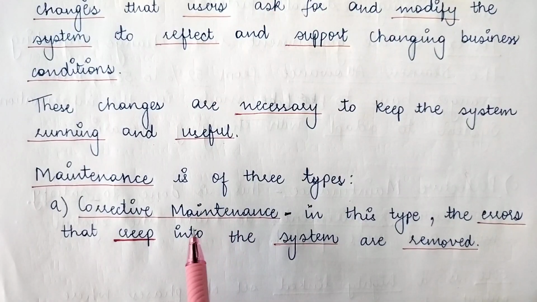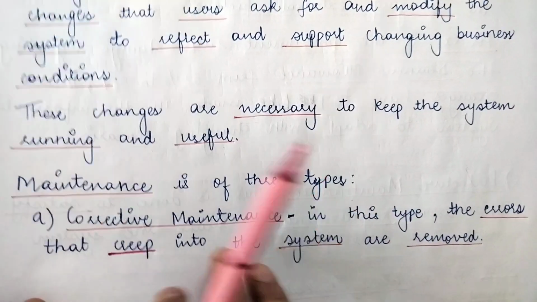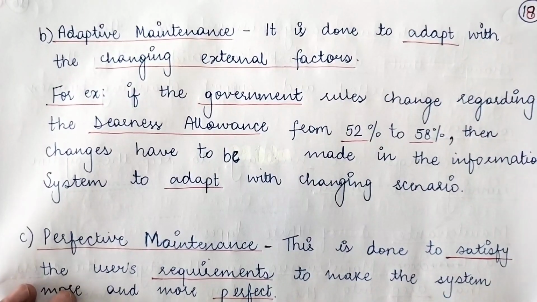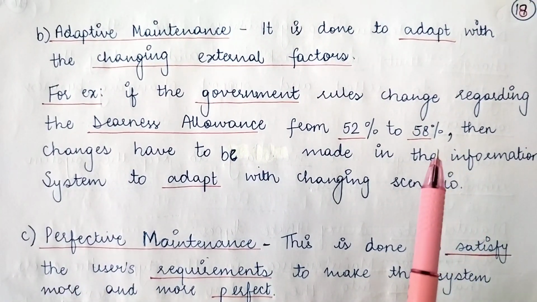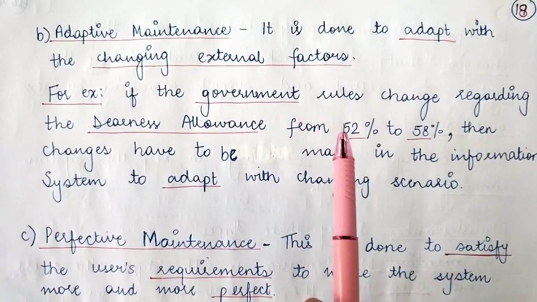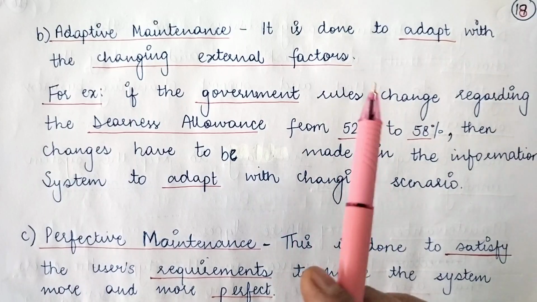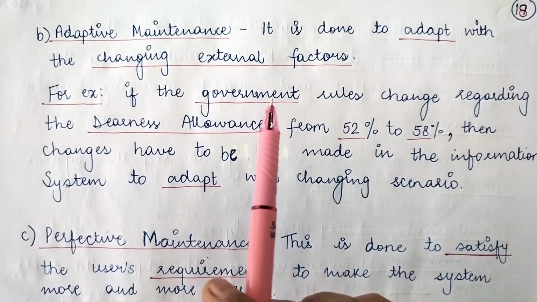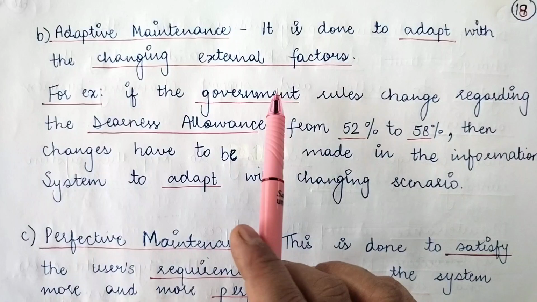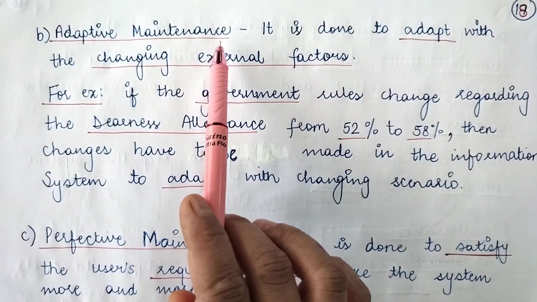Now maintenance can be of three types. The first is corrective maintenance. In this type, the errors that creep into the system are removed. It is possible that after installing the system, certain errors creep in, so the removal of those errors is known as corrective maintenance. Then the other type is adaptive maintenance. It is done to adapt to changing external factors. Whenever the external factors that affect the organization change, the maintenance done to accommodate those changes is known as adaptive maintenance.